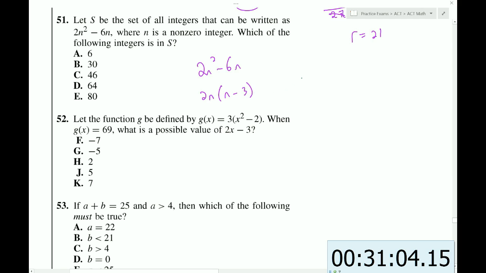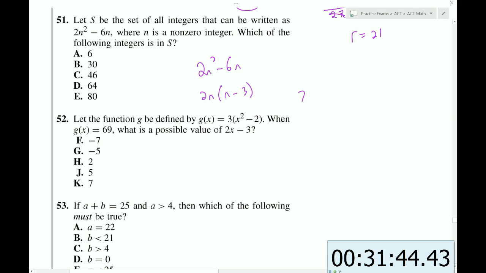Now if I start with n equals 1, well, I'd better start with 4, because I don't want a negative answer. So 4 minus 3 is 1, right? 1 times 4 is 4, times 2 is 8. So 8 is my first possible output. No good, because it's not on my list. Try 5 for an input. 2 times 5 is 10. 5 minus 3 is 2. That makes 20. Still too low. We'll go to 6. 6 minus 3 is 3. 6 times 2 is 12. 12 times 3 is 36. Sorry. Still not on my list.